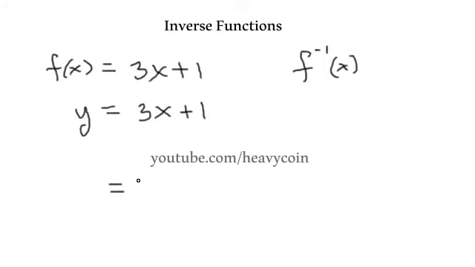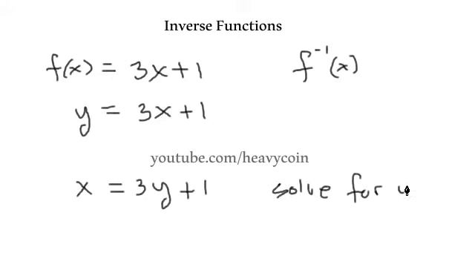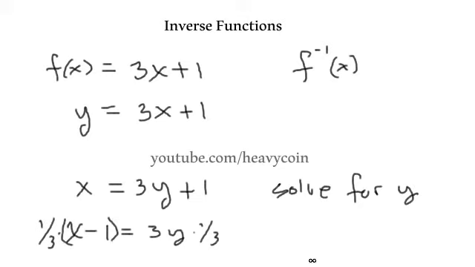Here's the technique that we want to use. We're going to flip the y and the x here. We're going to exchange them. Put the y here and the x here. And then all we're going to do now is solve for y in this equation. That means I'm going to take this 1 over to the other side, and then multiply both sides by 1/3. So this is the technique that you use to find the inverse.